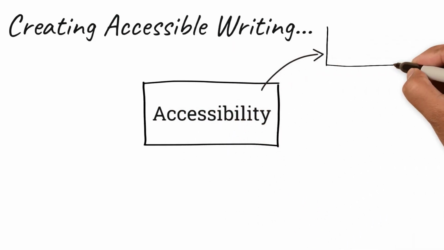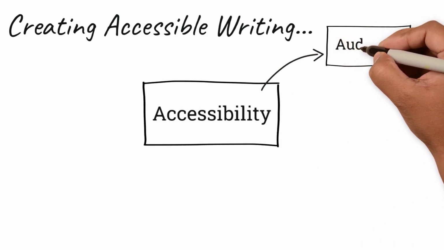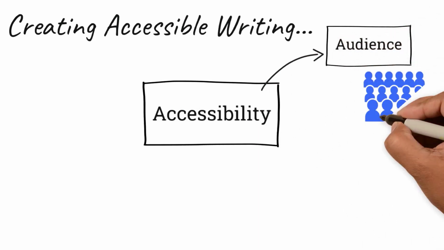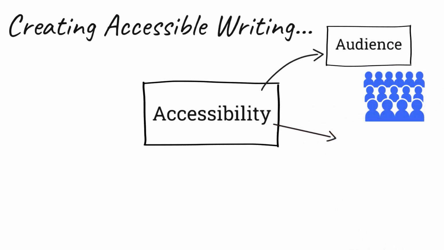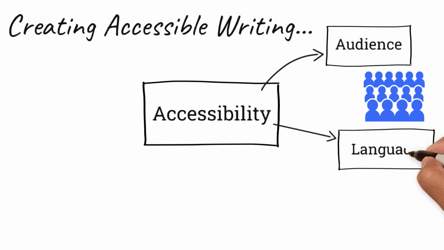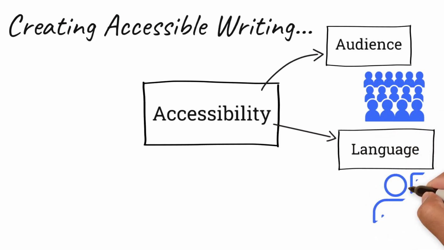The first thing that we'll look at is your audience. Your audience is anyone who may engage with your writing. You can think of them as anyone who's your reader. The next piece that we'll look at are your language choices. Language choices are always tied to your audience.